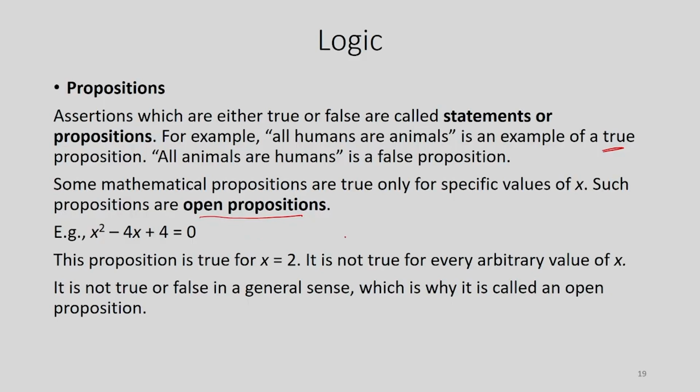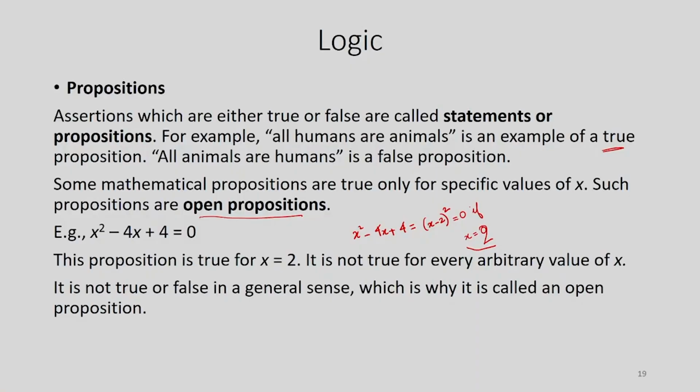Why? Because if I take the left hand side, x square minus 4x plus 4, then if I simplify this, it becomes x minus 2 whole square, right. And you can see that this x minus 2 whole square becomes 0 when? It becomes 0 if x is equal to 2. So, this proposition is correct if x is equal to 2, right. So, this proposition is correct for some cases, some values of x, not always. So, it is not true for every arbitrary value of x. It is not true or false in a general sense, which is why it is called an open proposition.